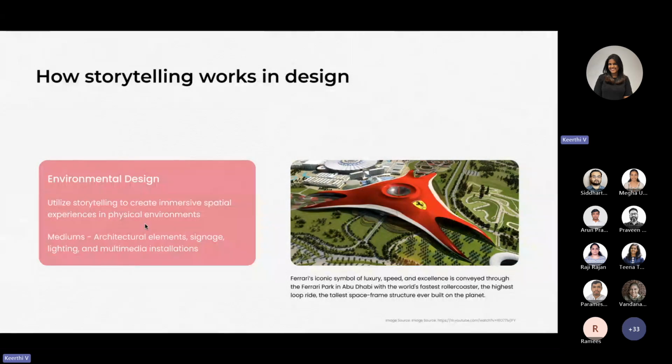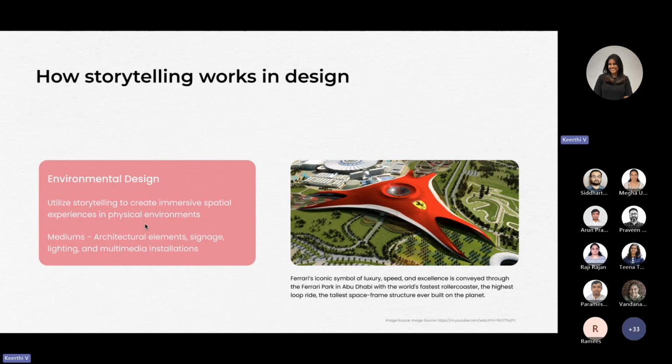Coming to environmental design, that is actually how the user is going to physically experience the brand or the product or anything the designer is trying to convey. So it could be a small signage to a big installation to a big architecture, or an example like this, a Ferrari park, where you go and experience what the brand is trying to convey.